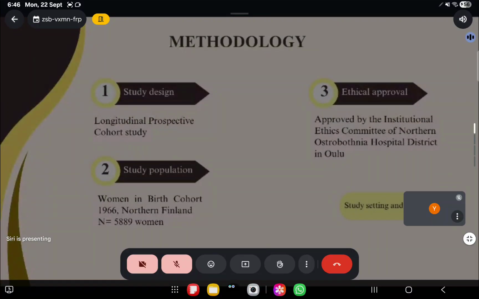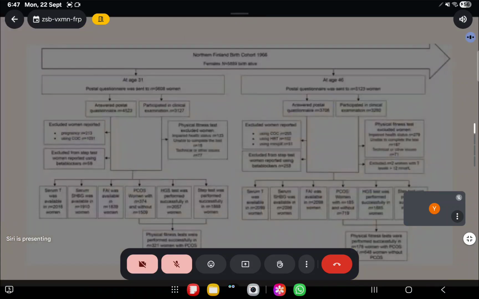The study setting and location were clearly mentioned in the paper. The details on data collection, how the participants were recruited, eligibility criteria, and details on follow-up were also mentioned. This chart represents how this sample size was arrived at and how the people were recruited into the study. Postal questionnaires were sent out to 5,608 women at the age of 31, that is, in the year 1997, and women who answered the postal questionnaire and also participated in the clinical examination were recruited into the study.